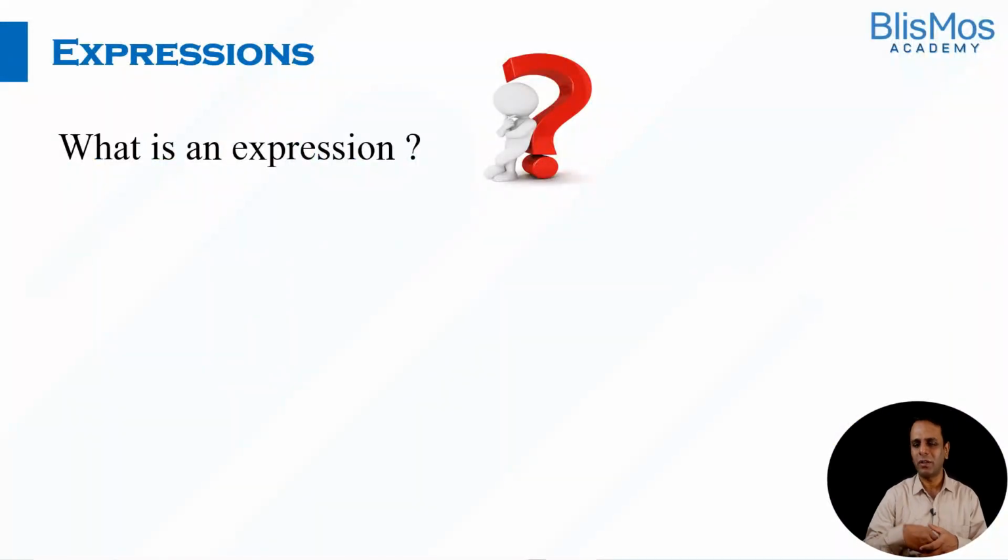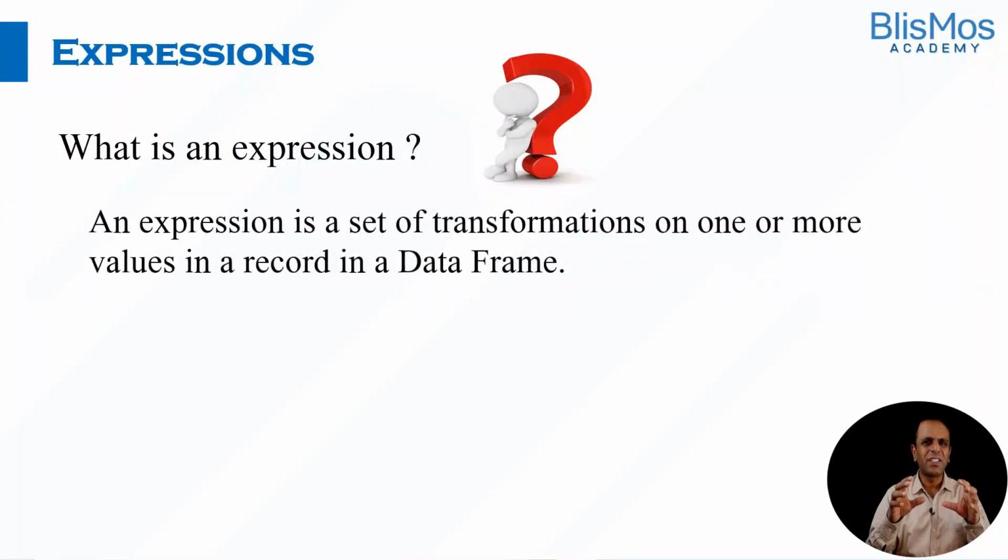Can you think of what is an expression? Expression is nothing but a set of transformations on one or more values in a record in a data frame. We have seen transformation, right? What is transformation? Transformation is nothing but a set of instructions to modify a data frame. In this case, expression is a set of transformations, isn't it? So just a sequence. Transformation is a set of instructions. Expression is a set of transformations on one or more values in a record. Where are the records? They are in a data frame.